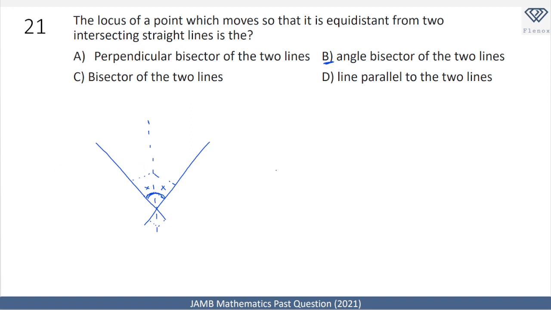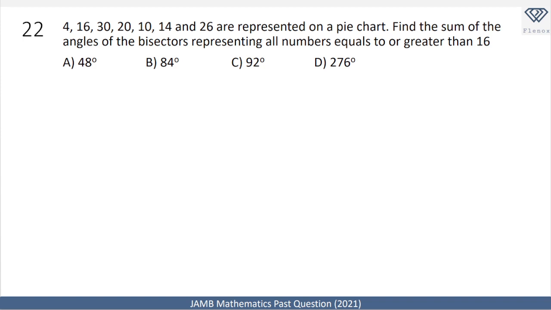Now moving on to the next question, question 22. It says 4, 16, 30, 20, 10, 14, and 26 are represented on a pie chart. Find the sum of the angles of the bisector representing all numbers equal to or greater than 16.